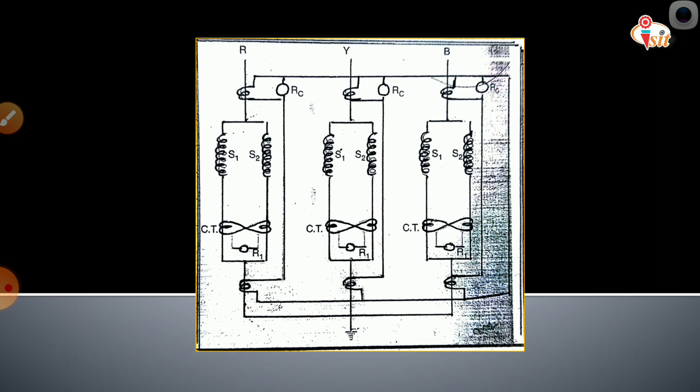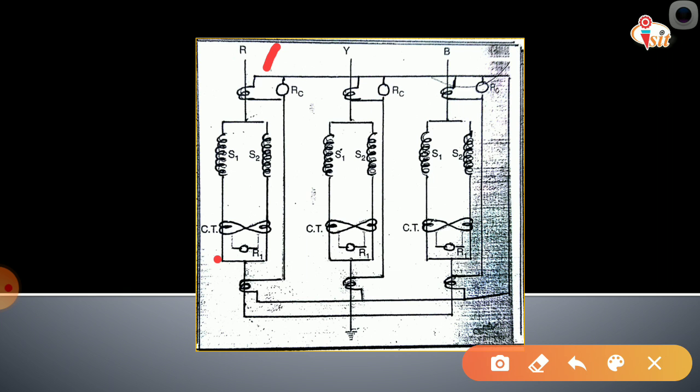For its operation we consider the R phase. Suppose here is the R phase. Here two current transformers are connected on the circulating current principle, and under normal operating conditions, two windings S1 and S2 are used, and relay R1 provides protection against the internal fault.